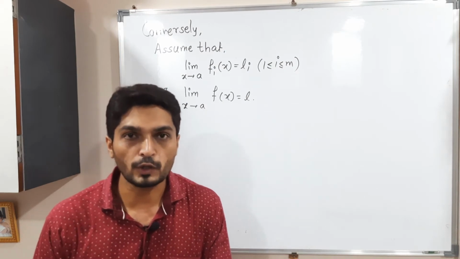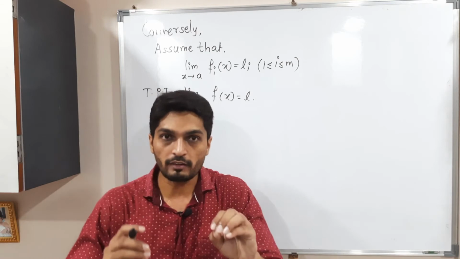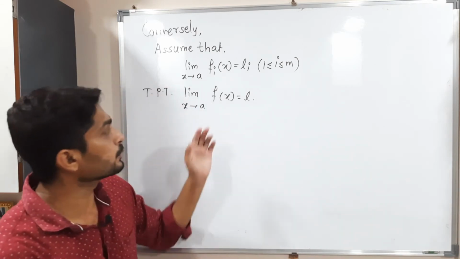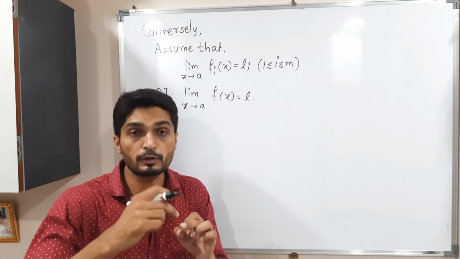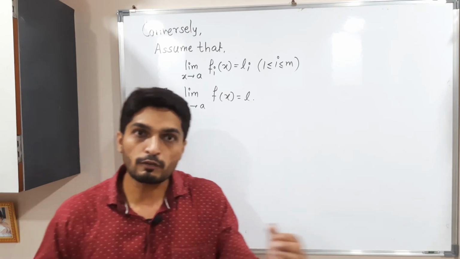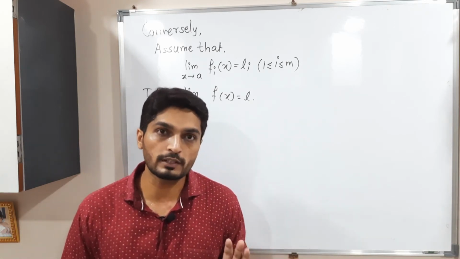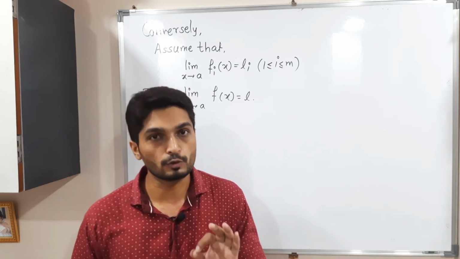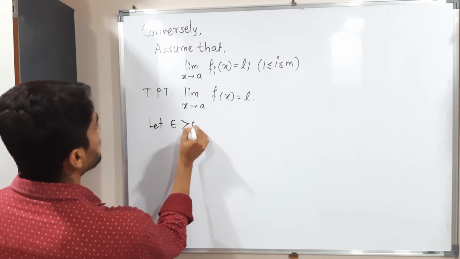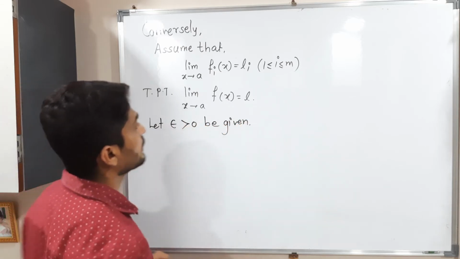Let us discuss the converse part now. In the converse part, already I have written limit of fi is Li at x equal to a, and what we have to prove? We have to prove that the limit of f is L at x equal to a, right? In the definition of limit, we always use epsilon and delta. So here also I will assume first, let epsilon greater than 0 be given. So this thing I have assumed, right?